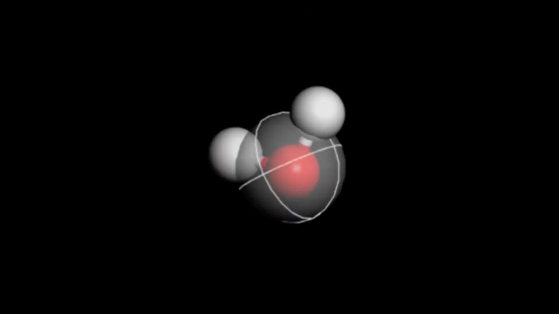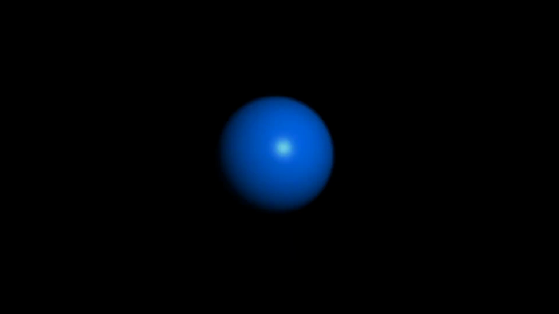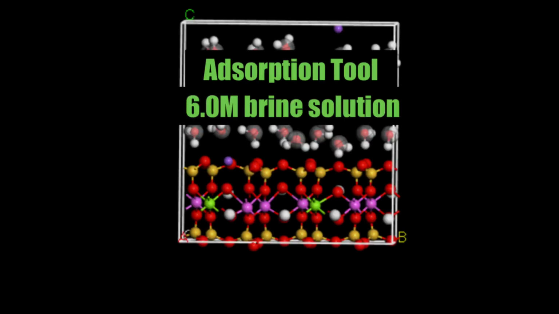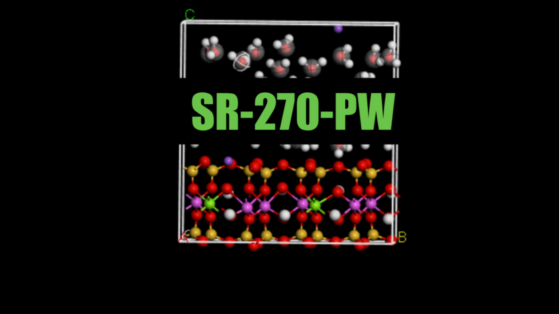A water molecule was then substituted by a plutonium plus 3 ion, which had been previously geometry optimized using the DMol3 GGA PBE functional, and the same 4-step process was repeated. Next, using absorption pool calculations, the 6.0 molar brine solution found within a sedimentary repository was added to the model. The simulated groundwater follows the SR270 PW composition proposed by the Nuclear Waste Management Organization regarding sedimentary rock formations.